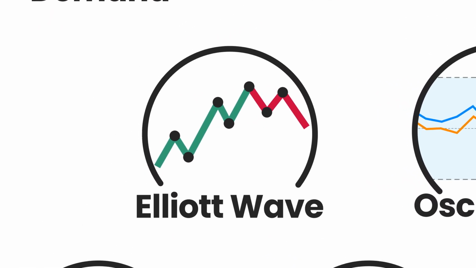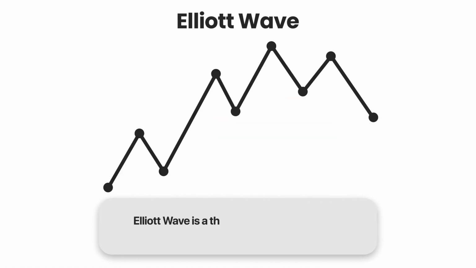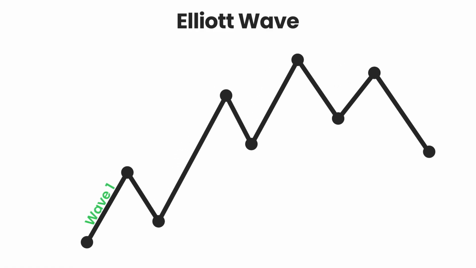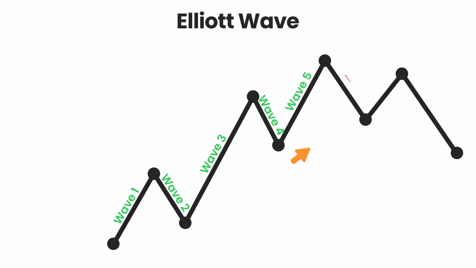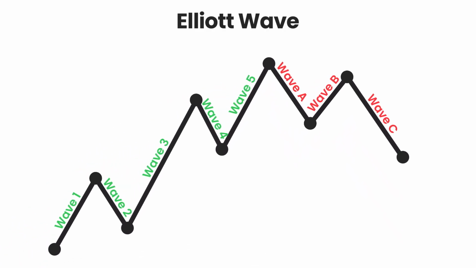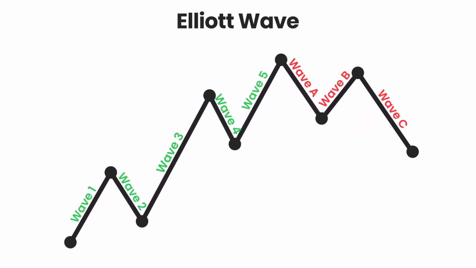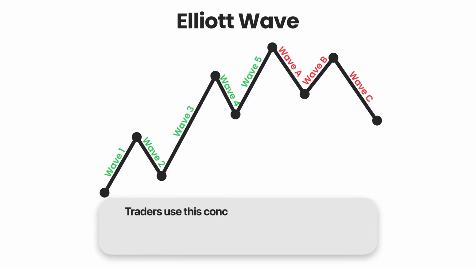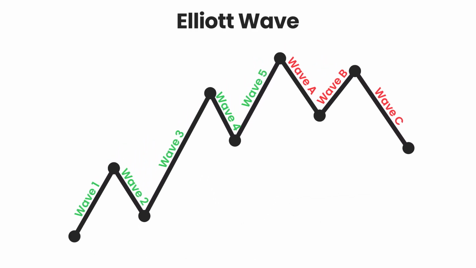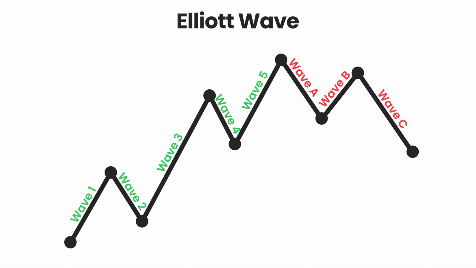Elliott Wave. Elliott Wave is a theory that says the market tends to move in repeating wave cycles. A classic Elliott Wave structure consists of 5 waves in the trend direction, followed by 3 corrective waves in the opposite direction. These waves are often labeled 1, 2, 3, 4, 5, and then A, B, and C. Traders use this concept to estimate where the market may be within a broader cycle and where price could move next. There are also rules that help validate whether a wave structure is legitimate.